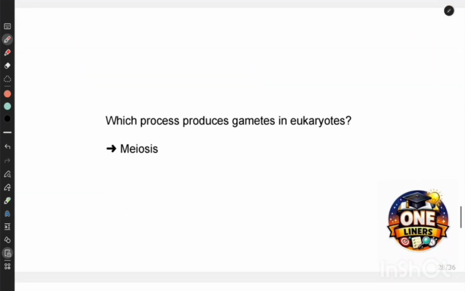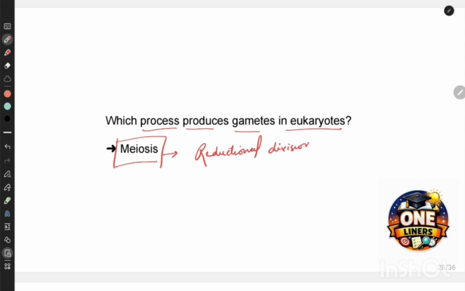Next one, which process produces gametes in eukaryotes? So in gametes meiosis occurs because meiosis is reductional division. And during reproduction, the chromosome number has to be reduced to half. That's why meiosis is necessary in gametes. That is ova and sperm. So meiosis occurs. Okay.